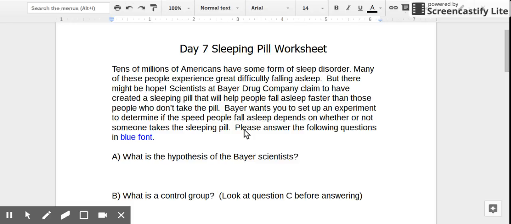Hey guys, I'm going to go over the scientific method with you today, and we're going to be working on the sleeping pill worksheet. So I'm just going to read the worksheet to you first.